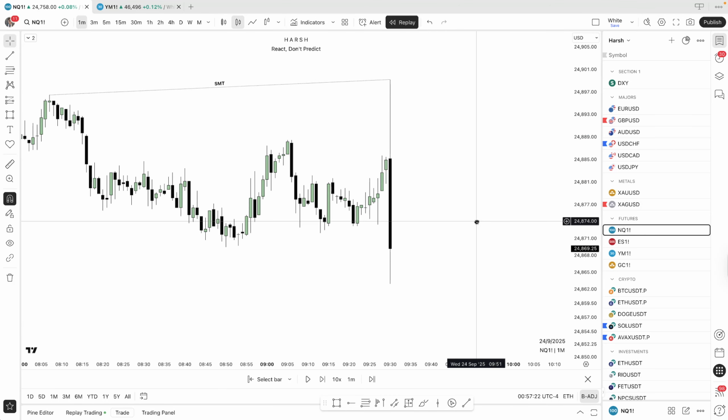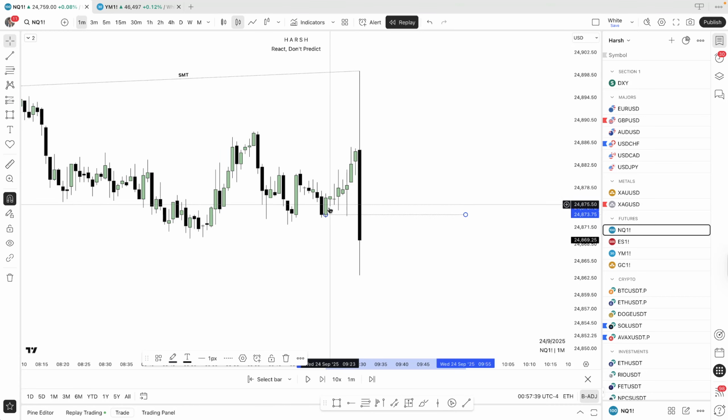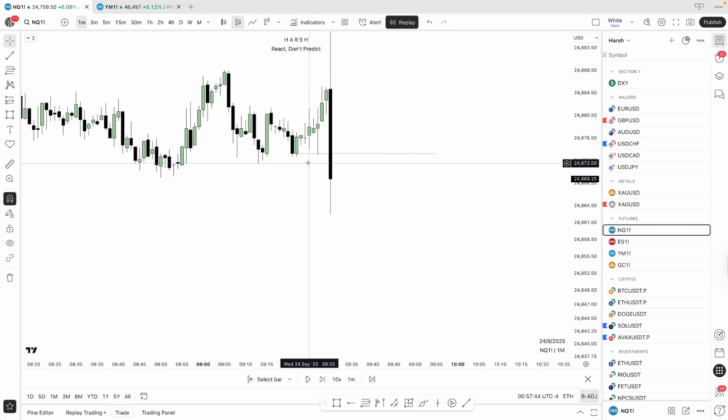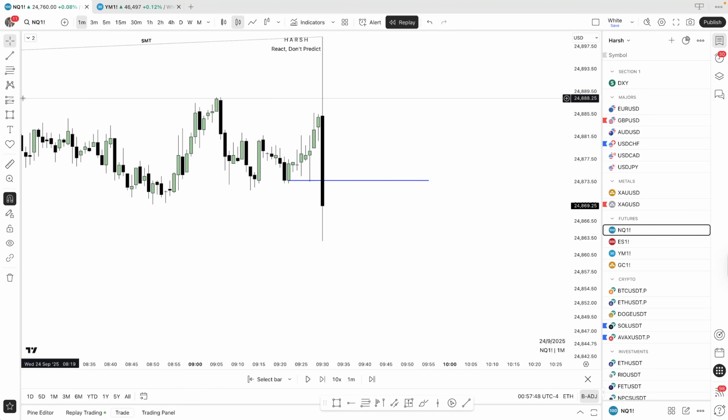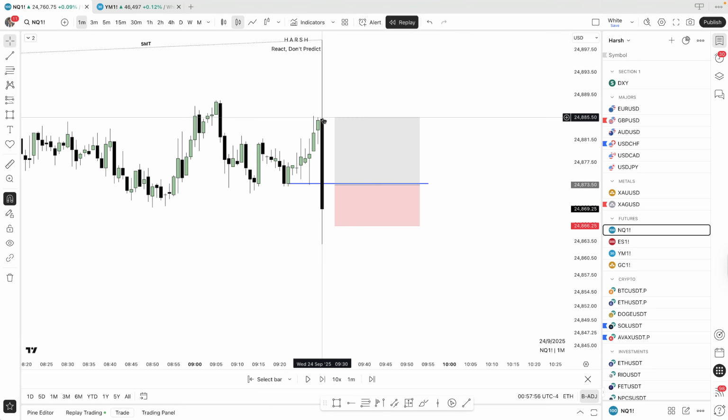So we got the 9:30 manipulation. Now the manipulation is only confirmed by two things: either a displacement, which means creation of a fair value gap, or second, a change in state of delivery. What I see here is that we have a change in state of delivery. We can see the series of up close candles, and once we close below this, that indicates a change in state of delivery. That is going to be your order block, and that's where you can be executing your trade, to be honest. You can take it short here and put your stop loss at the highs.